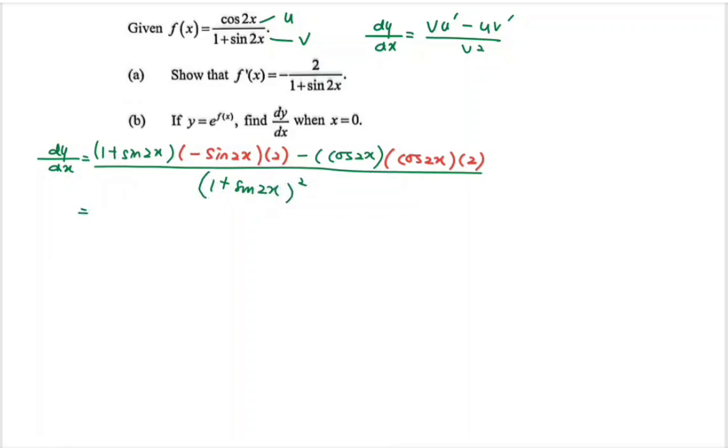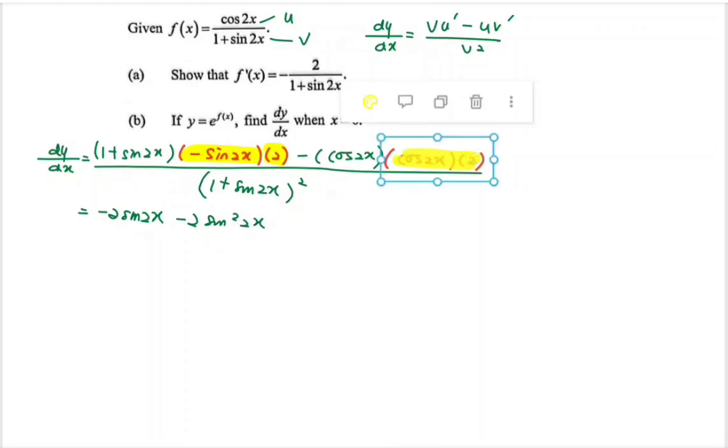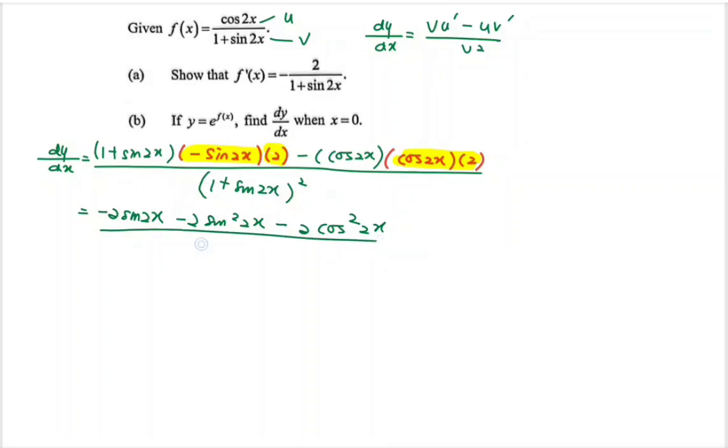Kindly expand the expression. So here we have negative 2 sine 2x, and then we have negative 2 sine squared 2x. Next, continue for this part. So we have to expand the expression: negative 2 cos squared 2x over 1 plus sine 2x bracket squared.